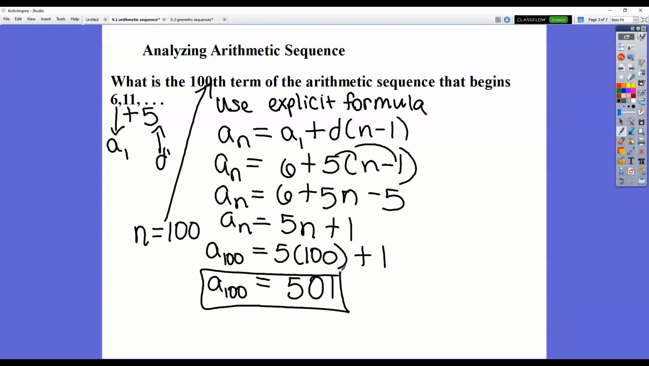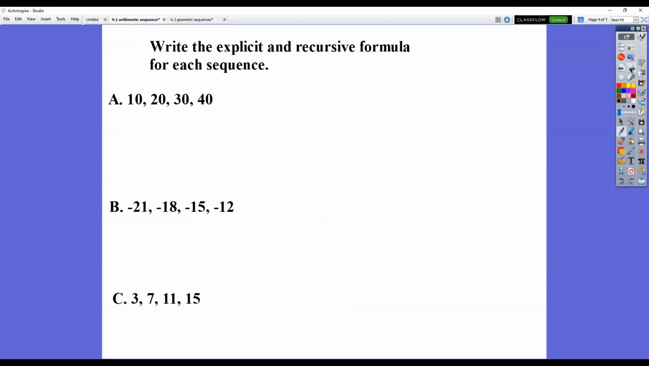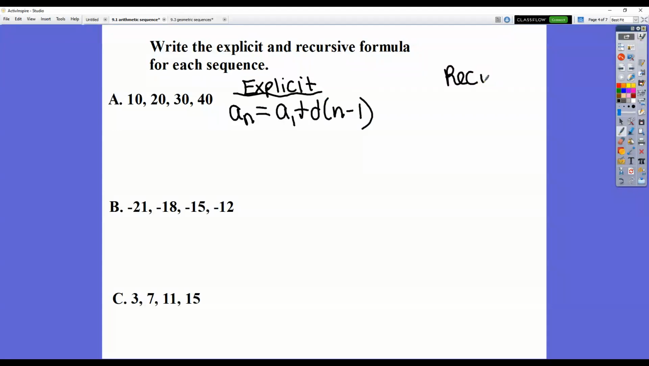So that's something you might see as an ACT question. So you've got to use the explicit formula. Whatever term you're looking for, that's what you plug in for n. Okay, next one. Write the explicit and recursive formula for each sequence. So let's start by recalling what the explicit formula is. And then let's recall what the recursive formula is.